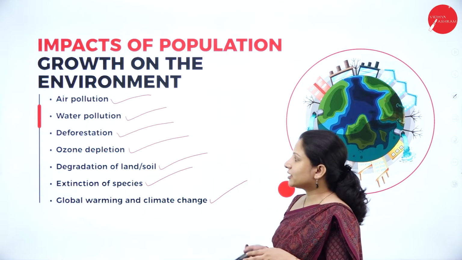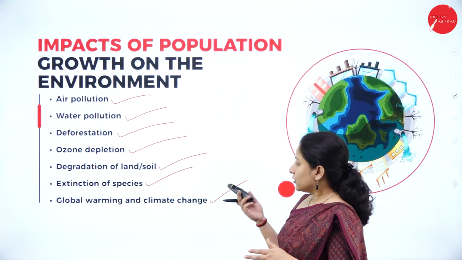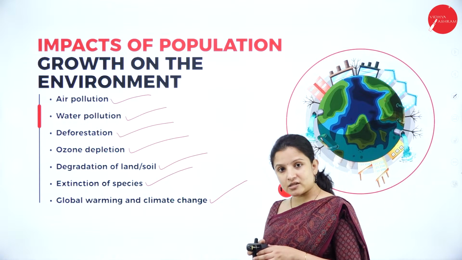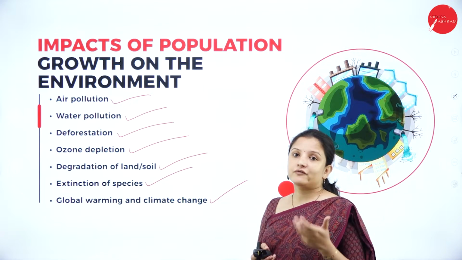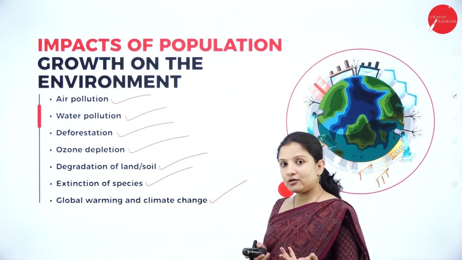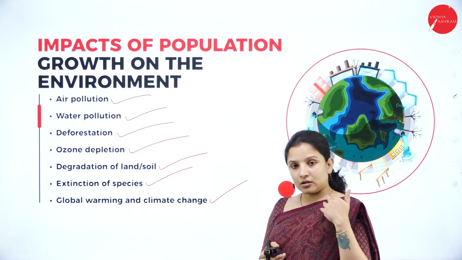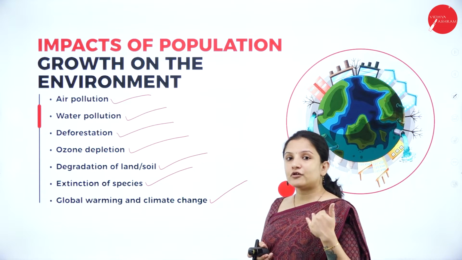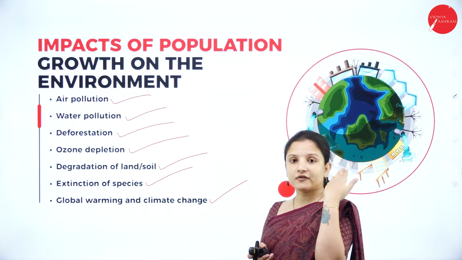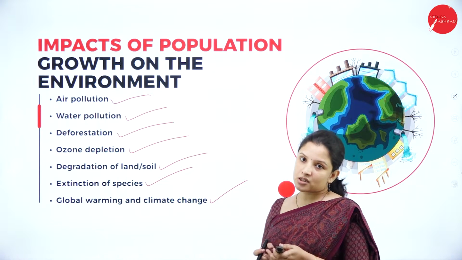And it can lead to global warming and climate change also. This is also linked to deforestation and ozone depletion, because global warming is nothing but the earth getting heated. Why will it get heated? Because of the accumulation of greenhouse gases such as carbon dioxide and carbon monoxide, which are released by vehicles. As the population increases, the burning of fossil fuels and transportation increase, releasing a lot of greenhouse gases which can cause global warming and in turn climate change.